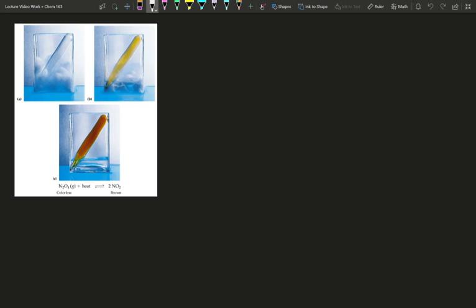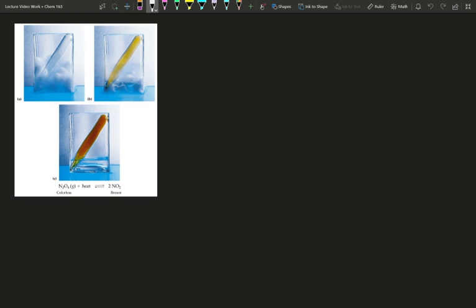Here we see photos of N2O4 in equilibrium with 2NO2 gas. This is one that we can do at room temperature. If you have a tube of the gas and you stick it in ice, it'll be clear. N2O4 is a clear gas.